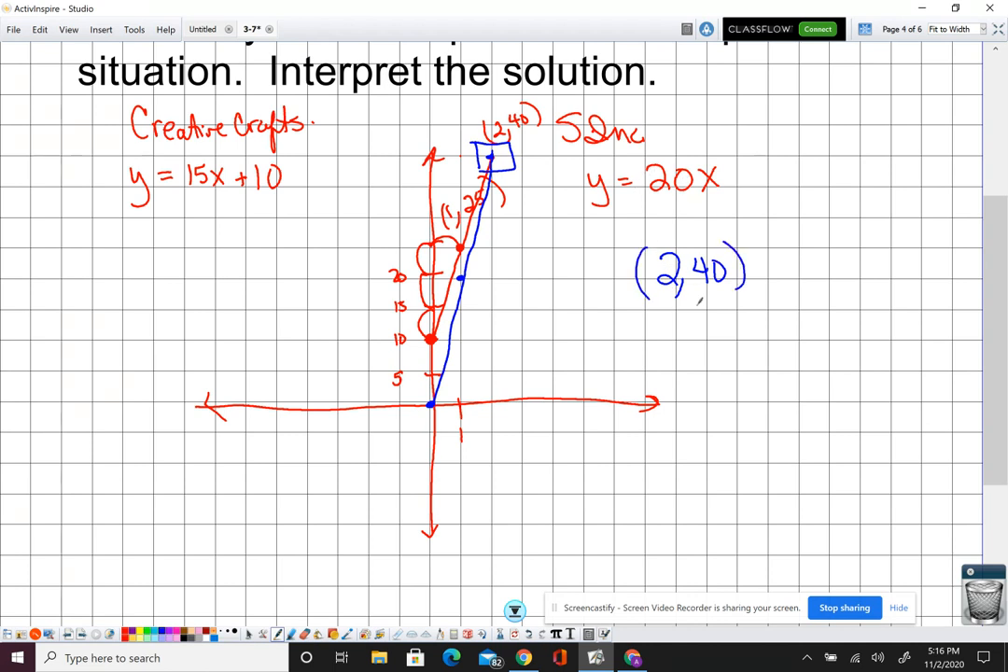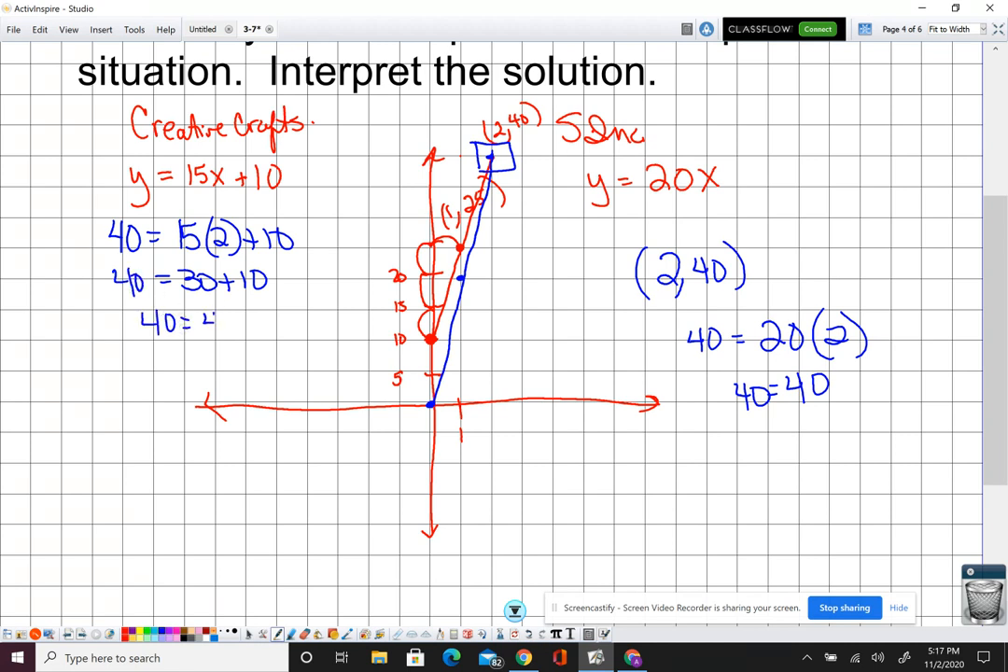And we could verify that by putting that in there. 40 equals 20 times 2. So 40 equals 40. And over here, 40 equals 15 times 2 plus 10. So 30 plus 10 equals 40. 40 equals 40. So we have the verification there.